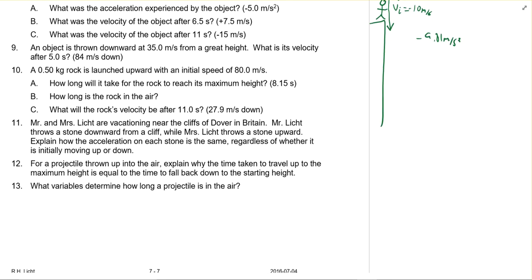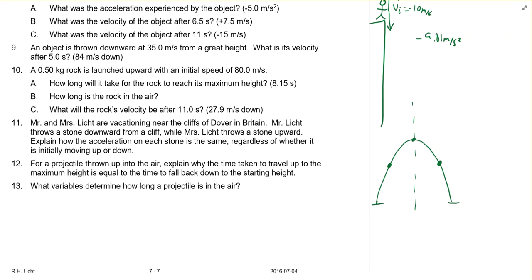For number 12, it says for a projectile thrown up in the air, explain why the time taken to travel up to the maximum height is the same as the time to go back down again. Well, it's really just because the acceleration was negative 9.81 for the first half, and it was also negative 9.81 for the second half. So everything's actually perfect. It's going to be going the same speed at that point as it is at that point, and so forth. So it's actually like a mirror. Everything's going to be the exact same.